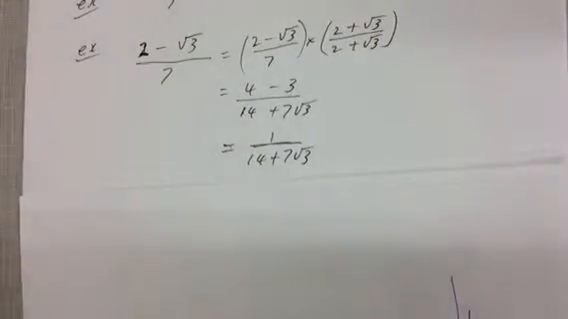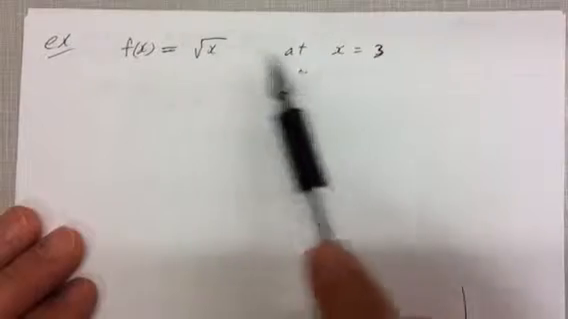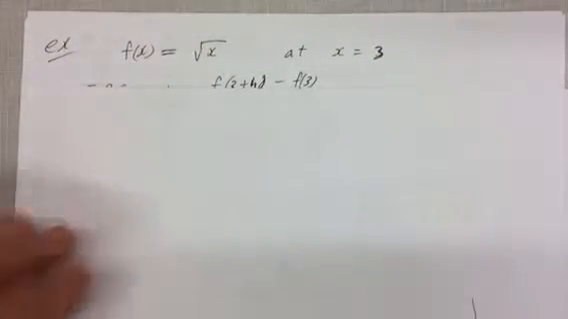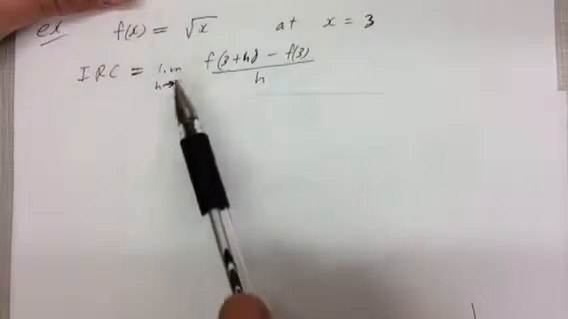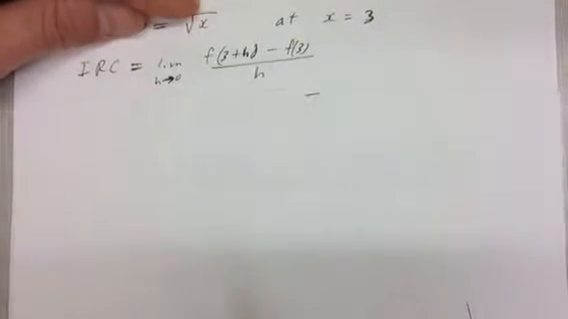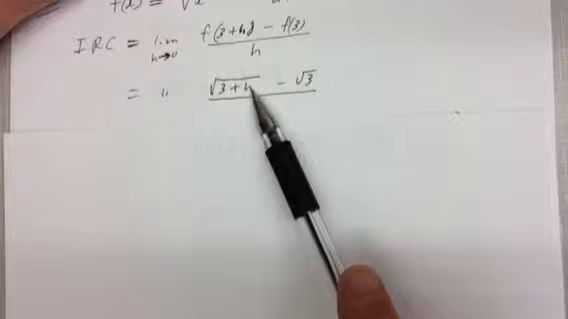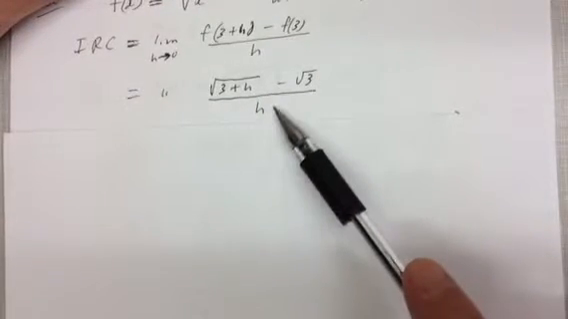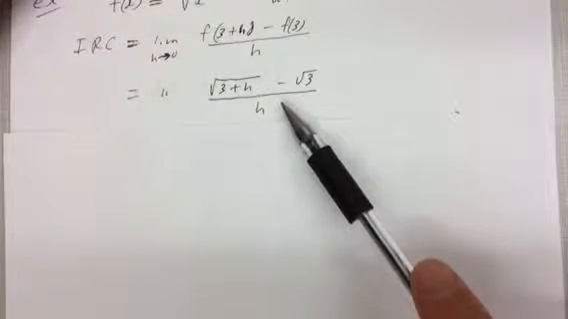Okay? So now we're going to finish the example where f of x equals root x. At x equal to 3, we want the instantaneous rate of change. Okay, so we've got this as our formula for instantaneous rate of change. And when we sub that into the square root, we've got something that looks like this. Now, the bottom is dividing by 0. We don't want that. That's the part that we want to get rid of.